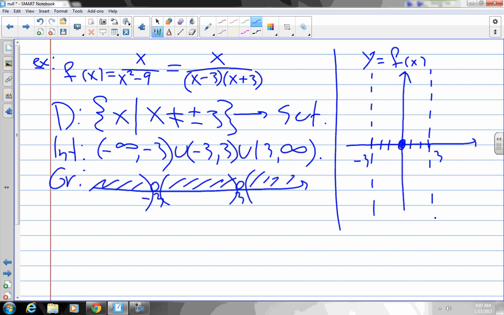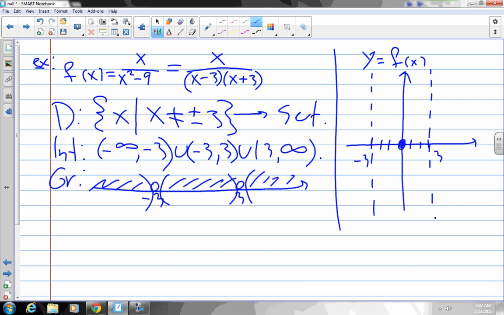We have 3 cases. Degree of the numerator is less than degree of the denominator, degree of the numerator is the same as the degree of the denominator, or degree of the numerator is greater than degree of the denominator. Each one of those cases produces different asymptotes.